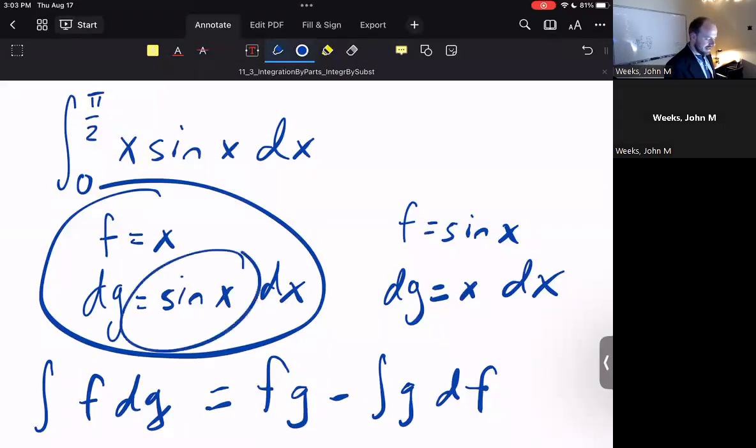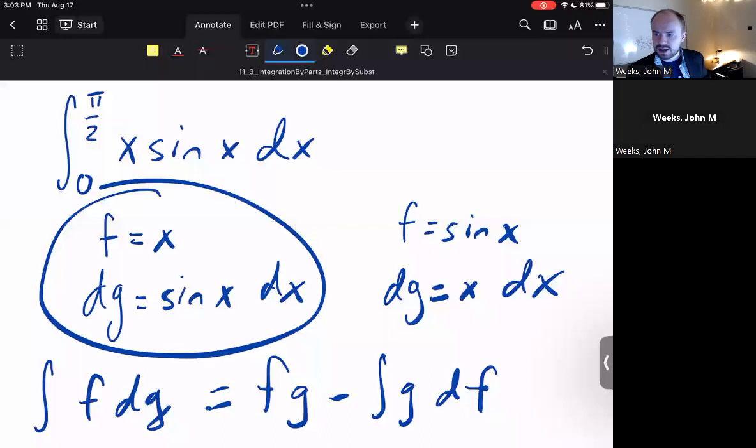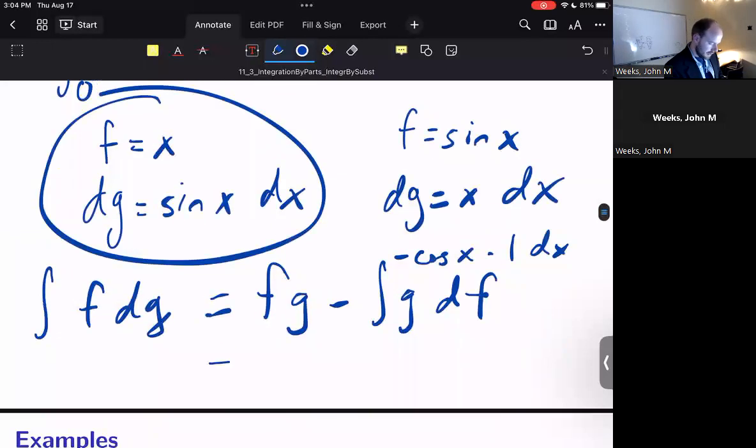Whereas turning dg into g, right, is what function g, when I take its derivative, gives me sine of x? I only get negative cosine. And so what I have over here is negative cosine of x times 1 dx. So putting all of that together, this is going to be equal to x times negative cosine of x plus the integral of cosine of x dx.